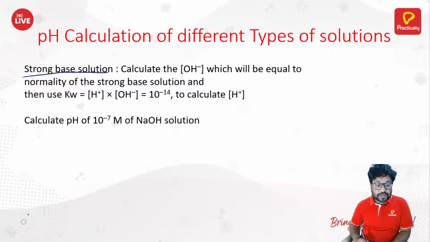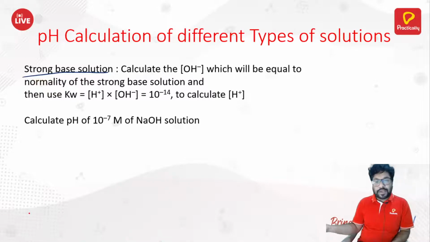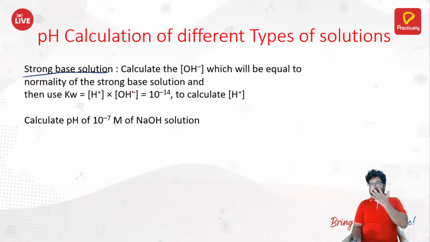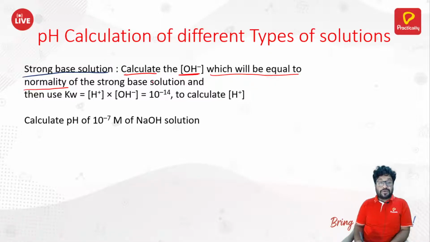What will happen when you have a strong base solution? It is just like the H plus ion concentration of pH only. It is not something different. Exactly the same. Only thing is that in pH you have the H plus ion concentration, here you have the OH minus ion concentration. So what we need to do here is calculate the OH minus ion concentration, which will be equal to the normality of a strong base solution.